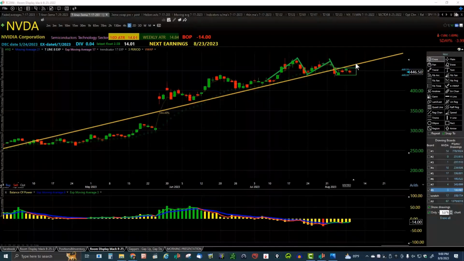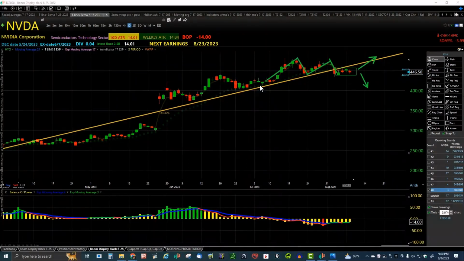It's not always a bull, it's not always a bear. It could be either one. After the battle, the victor will emerge on the other side. There's NVIDIA, M pattern, battleground, and the victor will come out on the other side. It may go up, it might go down, but we're going to find out soon. That's your battleground there.